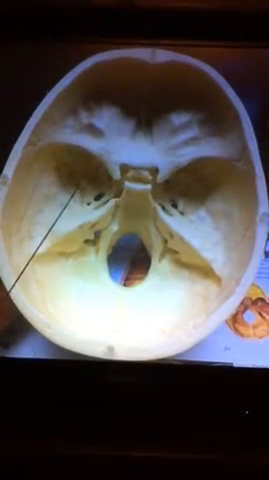We find the hypophyseal fossa of the sella turcica, and here we will see the crista galli, the cribriform plate, the olfactory foramina. We will also view the lesser wing and greater wing of the sphenoid bone. The lesser, the greater, right below it.